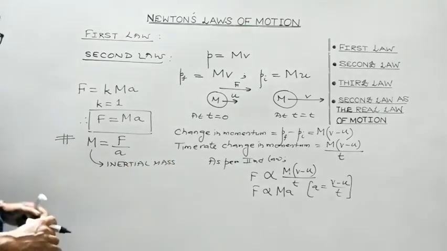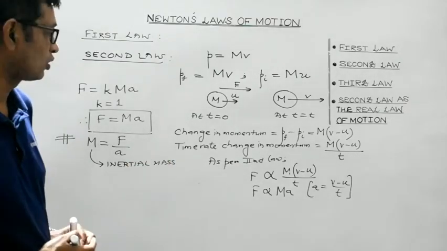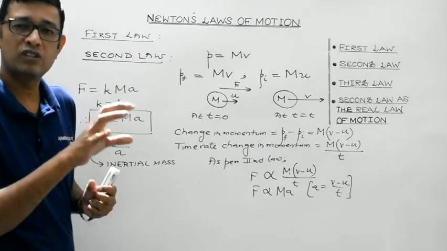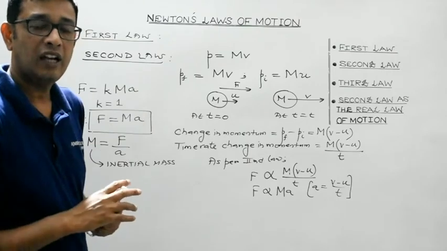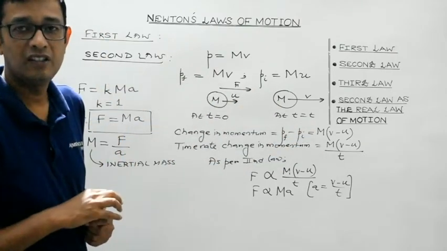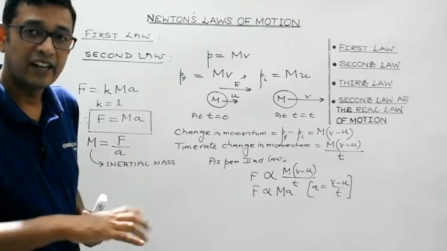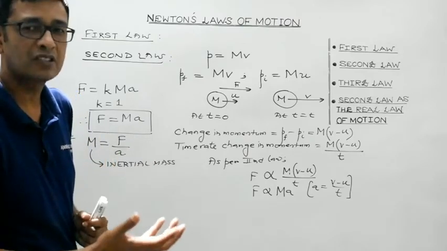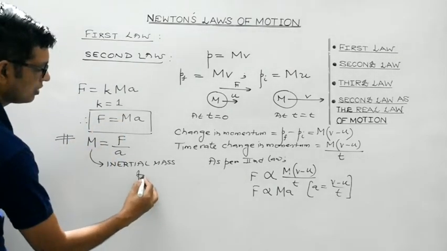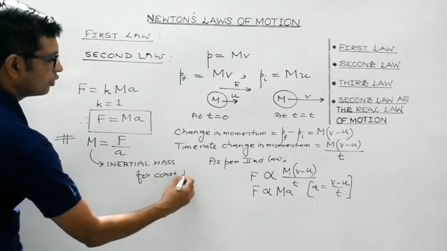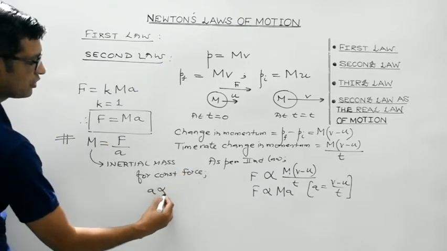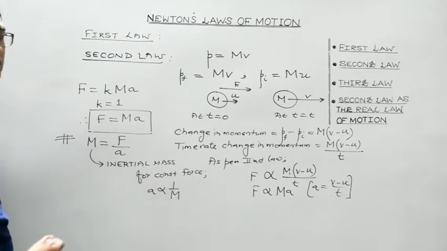Why it is known as inertial mass? We'll discuss it. Now look students, again in the previous lecture we have discussed, if a force is applied on a lighter body and consider the same force to be applied on a heavier body, in which case greater acceleration will be produced, obviously in the case of lighter body, because for constant force, if F is constant, then acceleration is inversely proportional to mass.